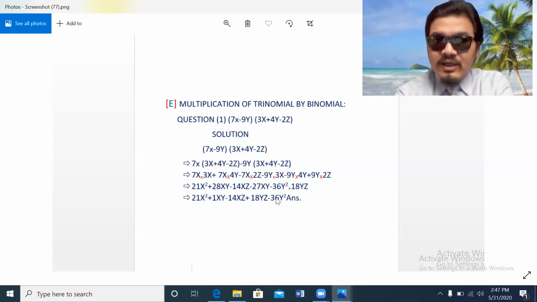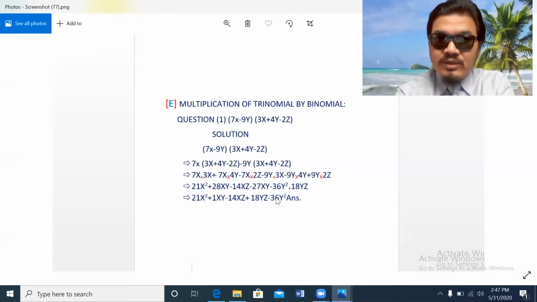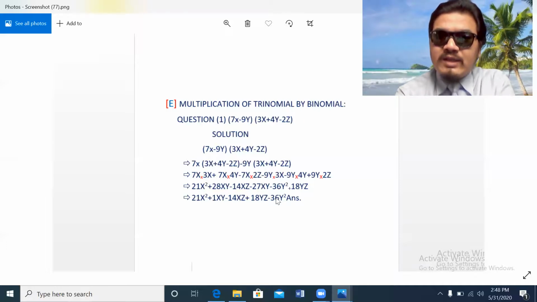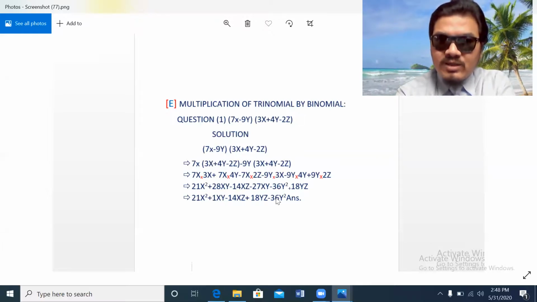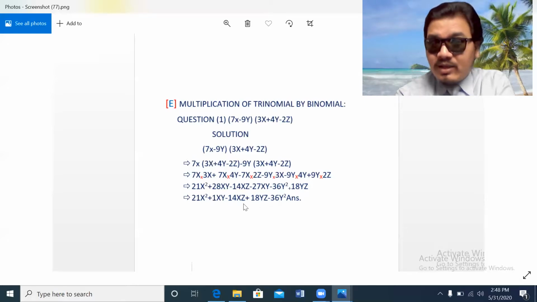I repeat, if like terms have the same sign, we have to add. If like terms have opposite signs, suppose one term is minus and one term has a plus sign, in such cases we have to subtract, okay? And in the result, we have to put the sign of the bigger one, whatever sign it has. That will be the sign of the remaining one in the answer, okay? And after this we get the answer.